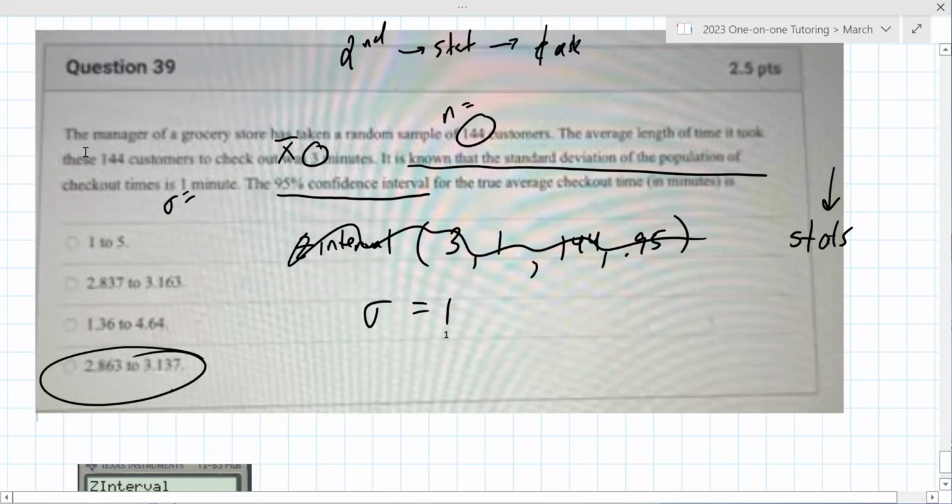They double up on a number, 144, to be deceptive. Yeah, I label them as I go. That helps as well. Okay.